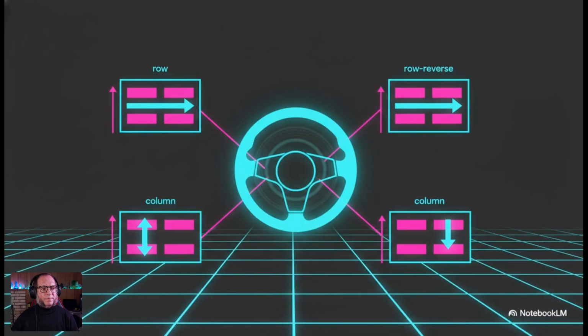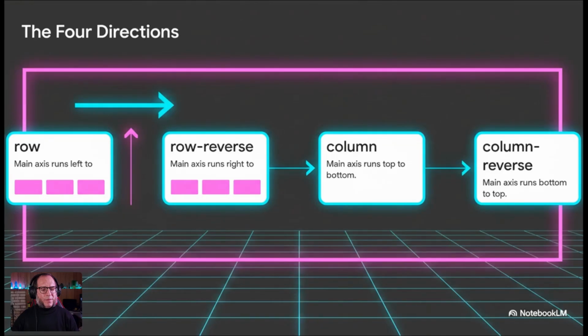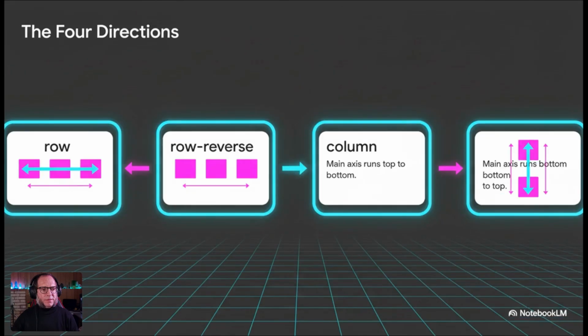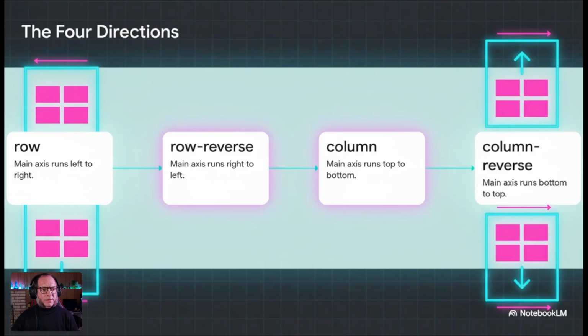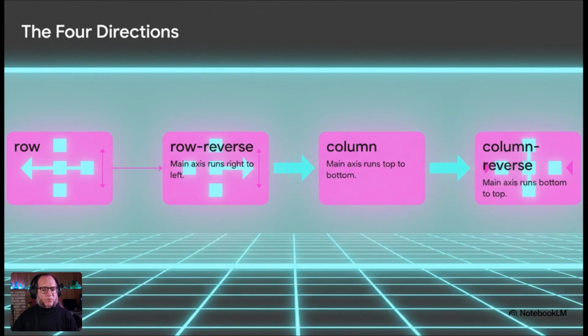You're in control with flex direction. Think of it as the steering wheel for your layout. You've got 4 choices. The default is row. It just runs left to right. Then there's row reverse. It flips the whole thing to run right to left. Next up, column. This stacks all your items from the top straight down. And you guessed it, column reverse runs from the bottom up. Each one completely resets the stage.